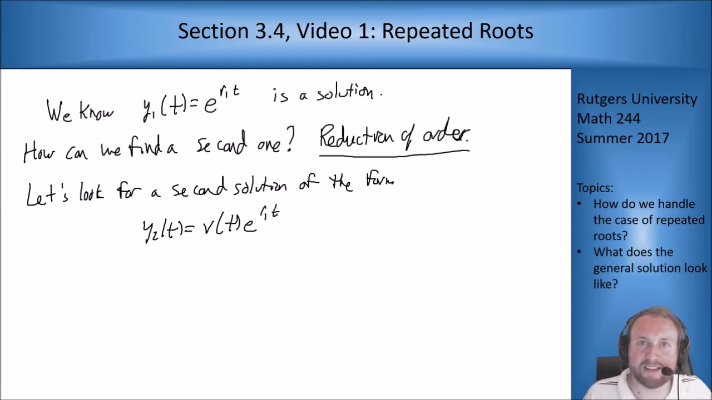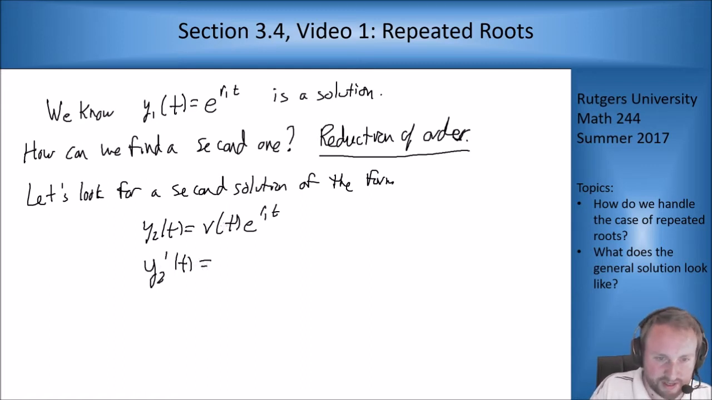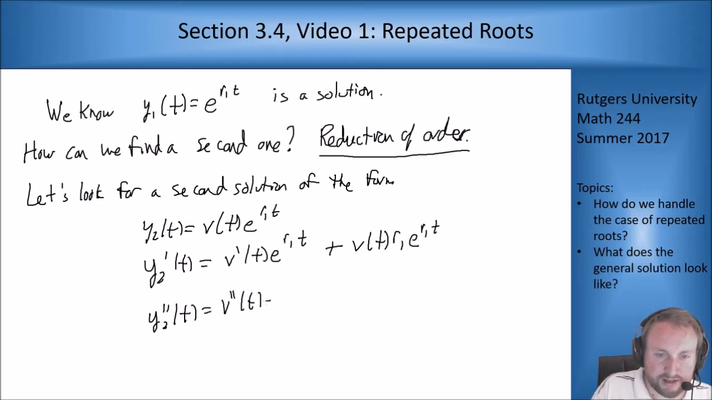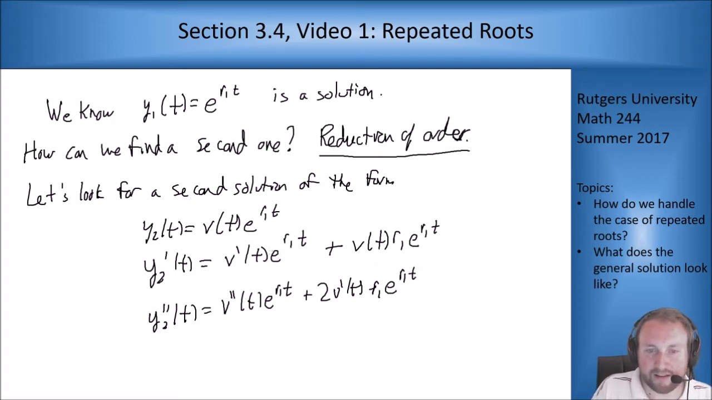Now we're going to plug this into our ODE, so we need first and second derivatives of this y2. Let's do that right now. y2 prime of t, by the product rule, is v prime of t e to the r1t plus v of t times r1 e to the r1t. y2 double prime is v double prime of t e to the r1t plus 2 v prime of t r1 e to the r1t, and the 2 comes from hitting the derivative on the e part and on the v part, because they end up being the same. And then plus v of t r1 squared e to the r1t.